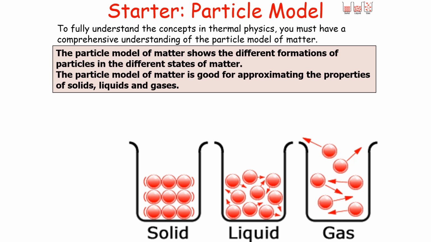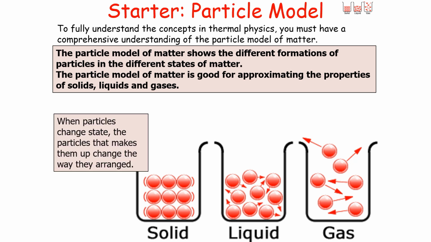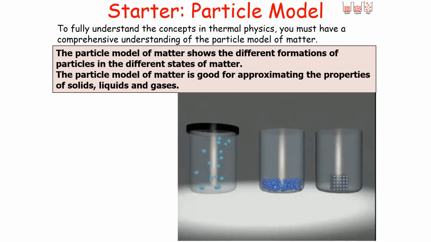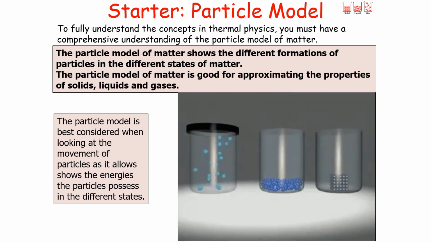Now, the particle model of matter shows the different formations of particles in the different states of matter. Now, the particle model of matter is good for approximating the properties of solids, liquids and gases. Now, when particles change state, the particles that make them up change the way that they are arranged, as shown in the following image. Now, it's actually better to show the particle model when looking at the movement of the particles, as this also allows you to show the energies that the particles possess in the different states. So you can see the movement and energy possessed in a gas, a liquid and a solid.